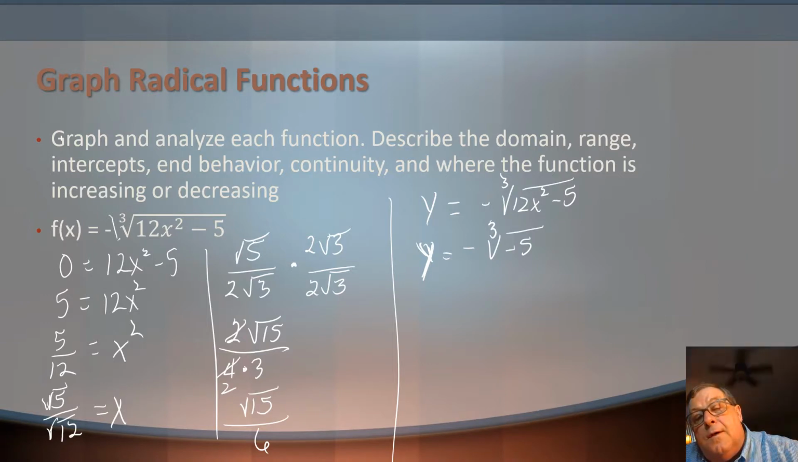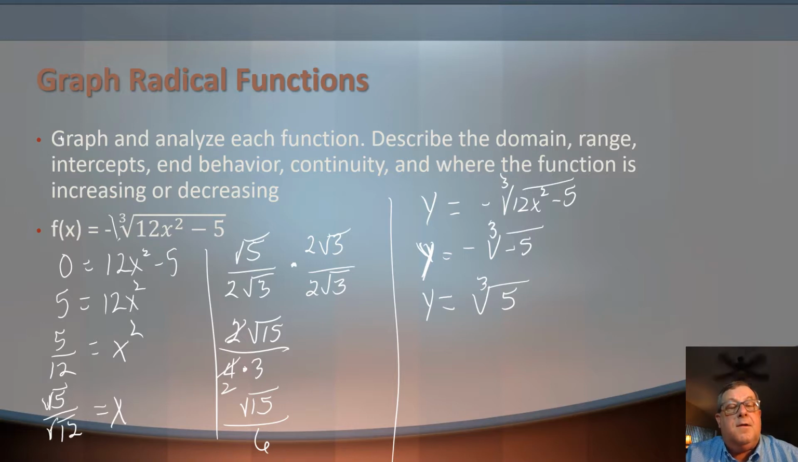Then we would end up with y equals, and cube both sides... no, I'm not going to cube both sides. Actually, the y-intercept is going to be the cube root of 5. Cube root of 5. Another irrational number. All right, let's go to the calculator and graph this radical function and finish this off by looking at domain, range, intercepts, and behavior, and so forth.